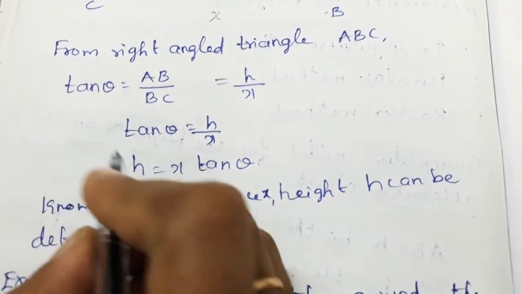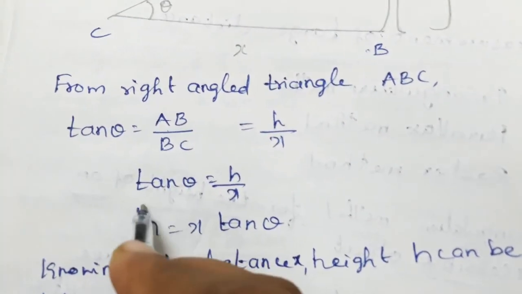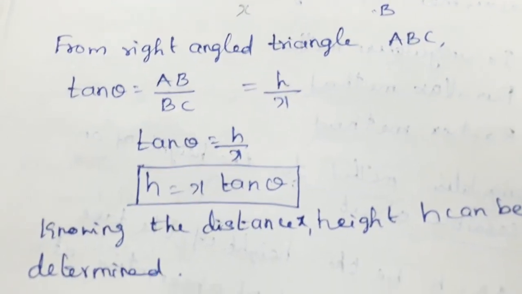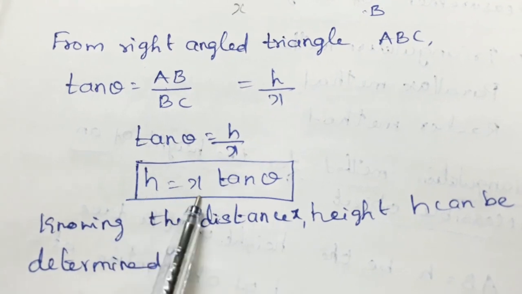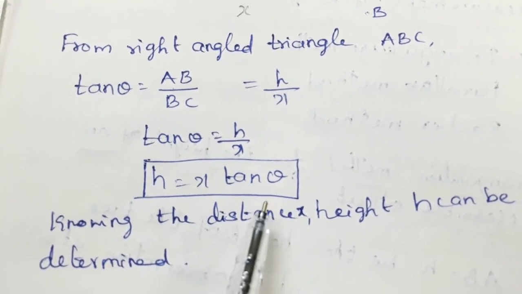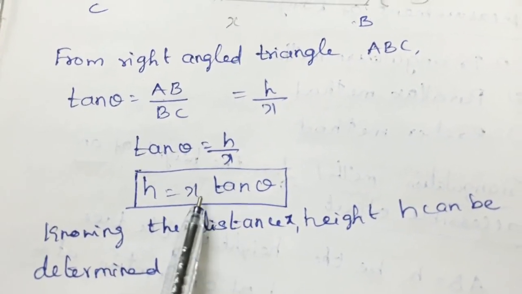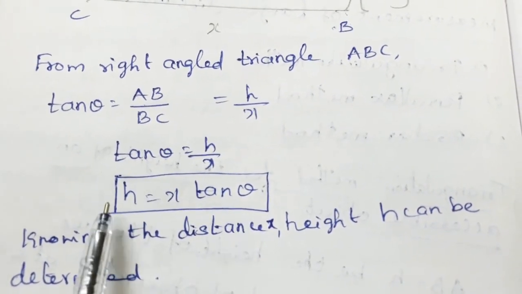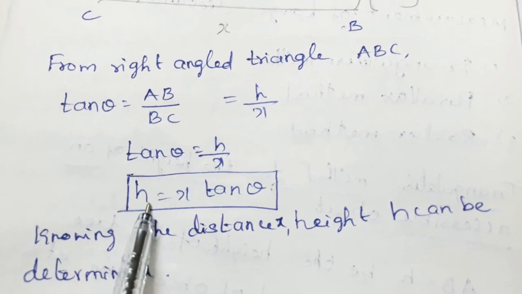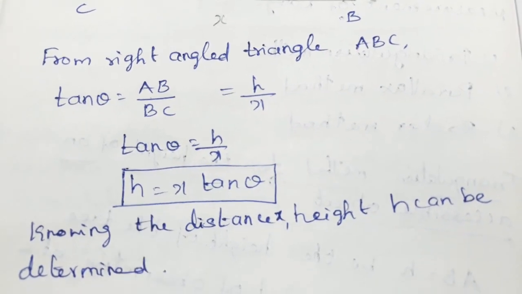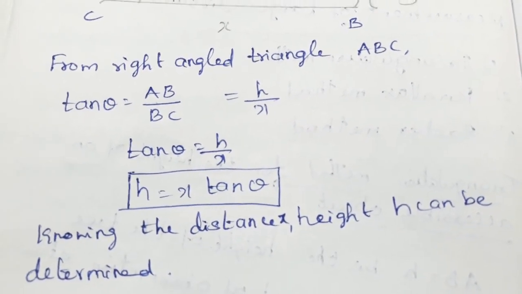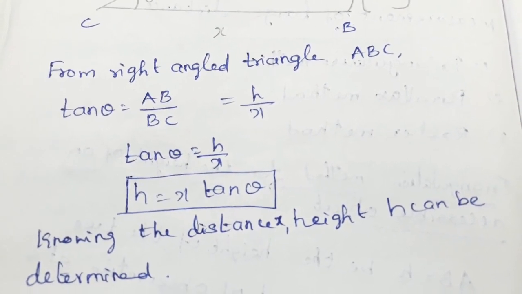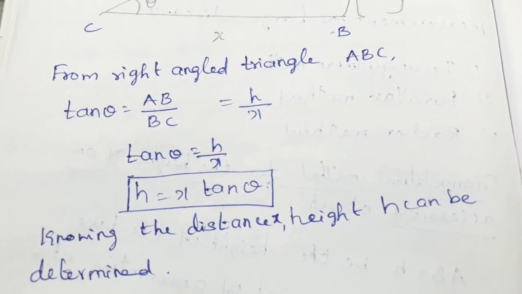So this is the formula for measuring the height of the tree using the triangulation method: H is equal to X tan theta. Knowing the value of distance X and the value of theta, height H can be determined. I hope you understood this triangulation method. Now, let us discuss one problem related to this method.